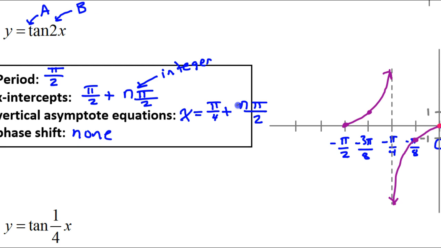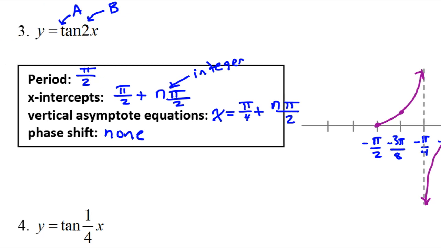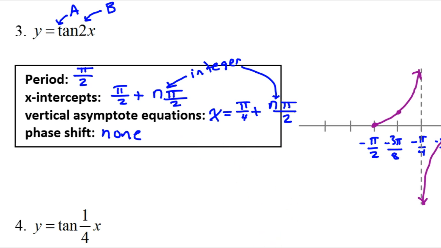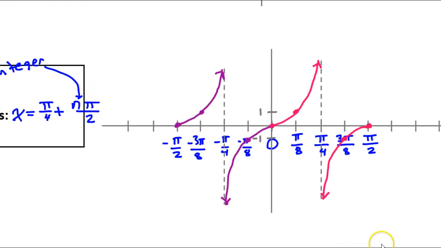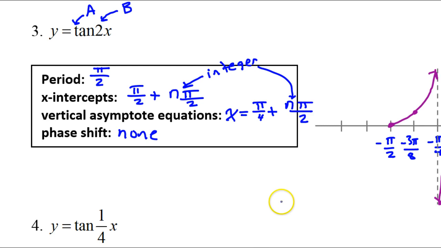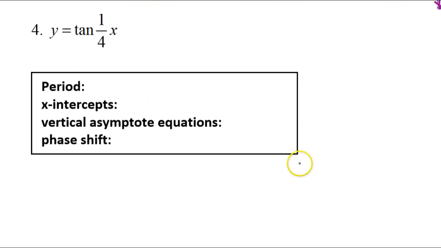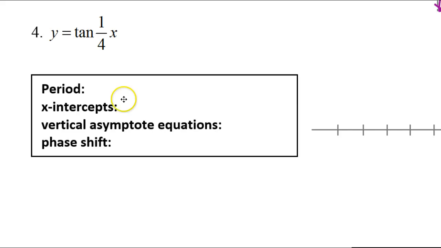Alright, notice I'm not just putting n pi, I'm doing n pi over 2 because for this problem the period is pi over 2. And again, I'm going to indicate that n is an integer. So that will do it for problem number 3. Alright, but let's slide right into problem number 4.